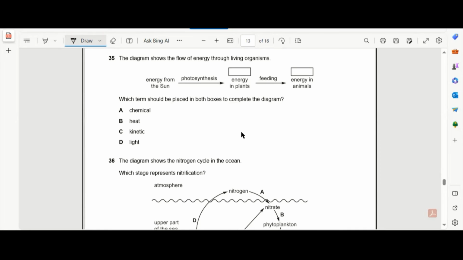35, the diagram shows the flow of energy through living organisms. Which term should be placed in both boxes to complete the diagram? Energy in plants, energy in animals. This is chemical. Both of them will be chemical energy. This is stored within the plants and the animals.